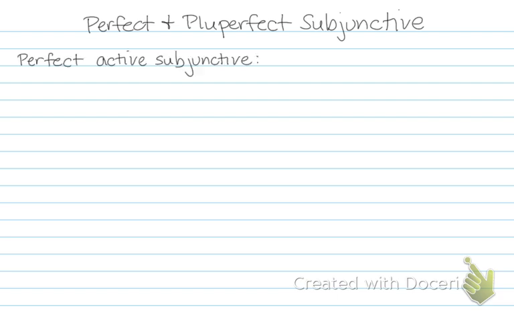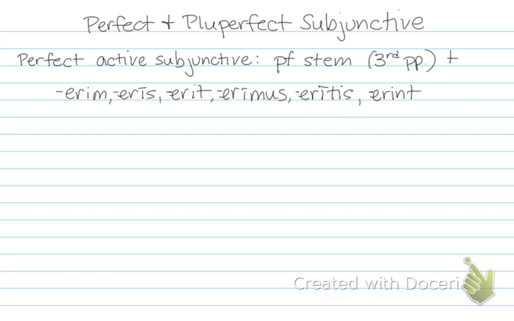First, let's talk about the active voice. The perfect active subjunctive you form by taking the perfect stem, which you get from the third principal part, and then adding erim, eris, erit, erimus, eritis, erint, as in the sample verb laudaverim in the first person singular.